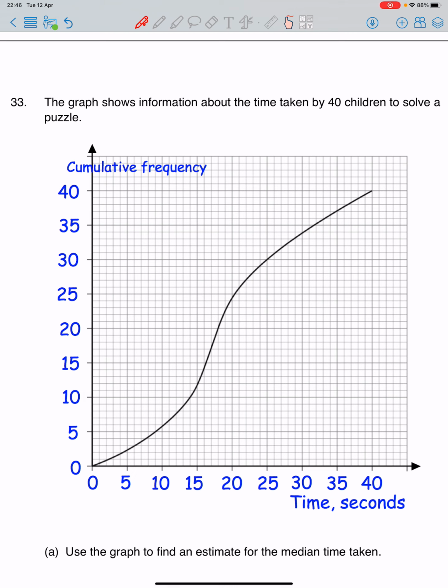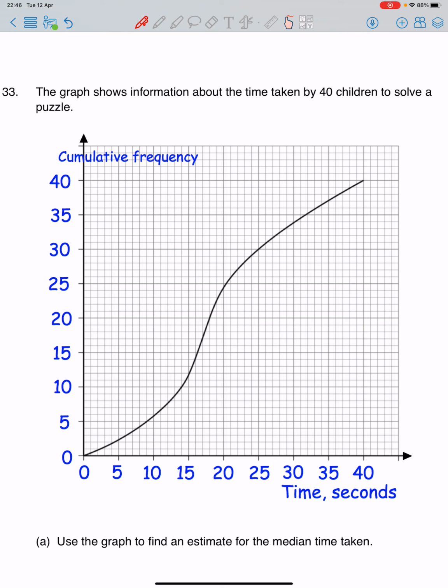The graph shows information about the time taken by 40 children to solve a puzzle. So this is cumulative frequency, and you always get this kind of S or sigmoidal shape. It says use the graph to find an estimate for the median time taken. Whenever you're doing this kind of question, I'm just going to use the ruler. We always go halfway from the top for median, because median is halfway, it's the middle. And we draw a line from the 20, in this case, across to the graph.